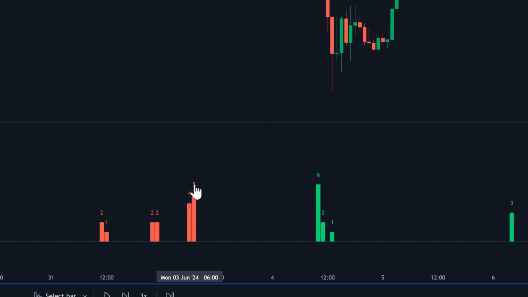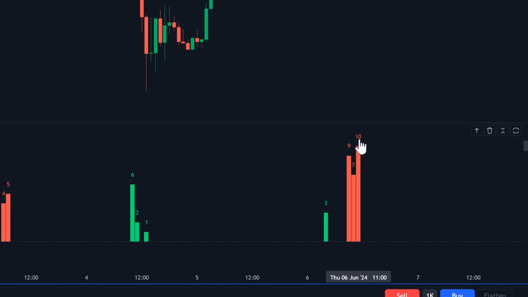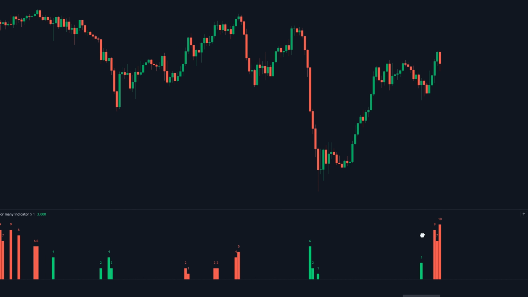These numbers up at the top represent the number of indicators that signaled a particular divergence. In conjunction with other confluences, you can take long positions whenever there is a green bar and short positions whenever there is a red bar. Obviously, the bigger the number at the top, the better.